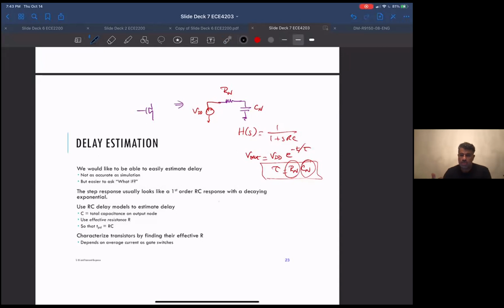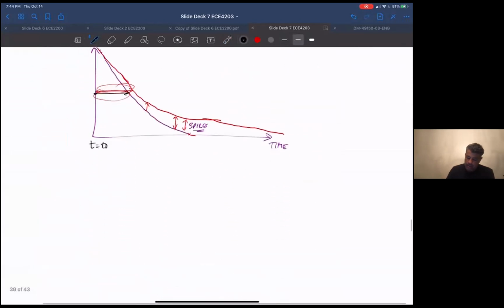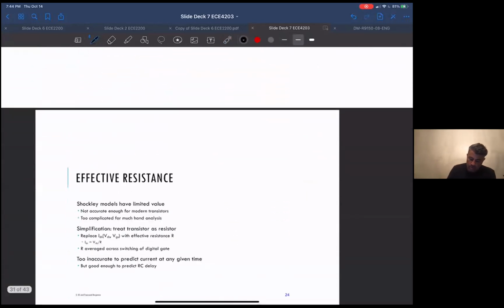This is my claim. Then the question becomes, what is that value of R and what is that value of C? First of all, for each process, there is a different value for R and C for an NMOS transistor and for a PMOS transistor. So let's say we are in the 0.18 micron process at TSMC.